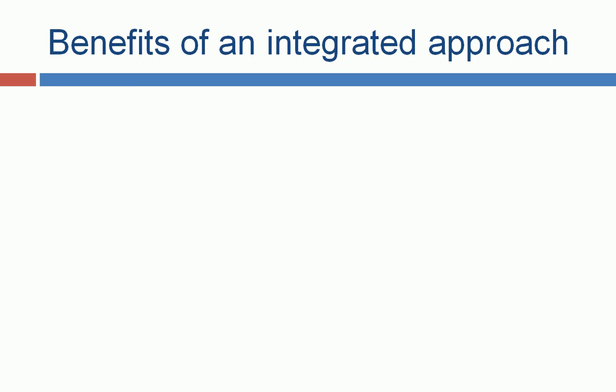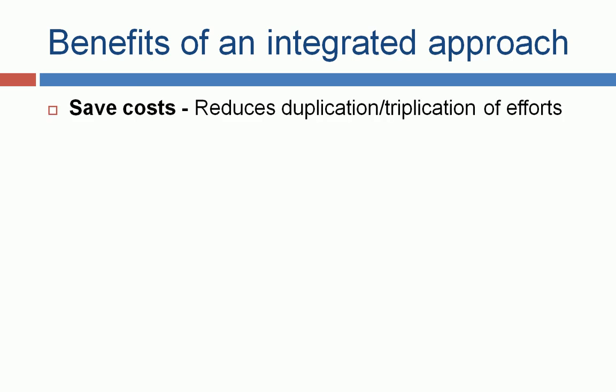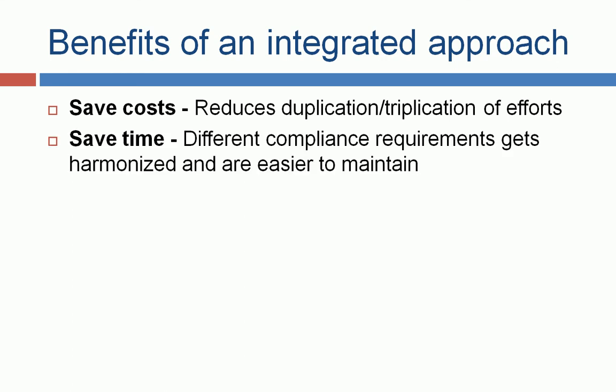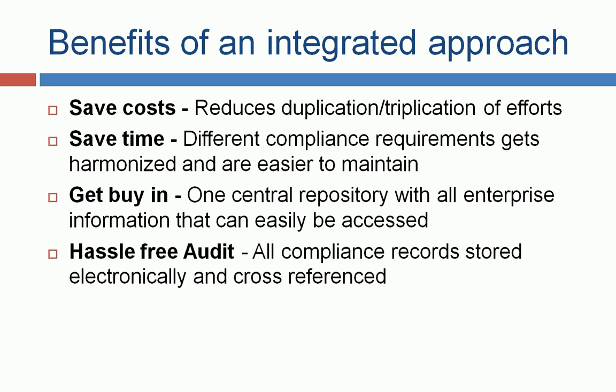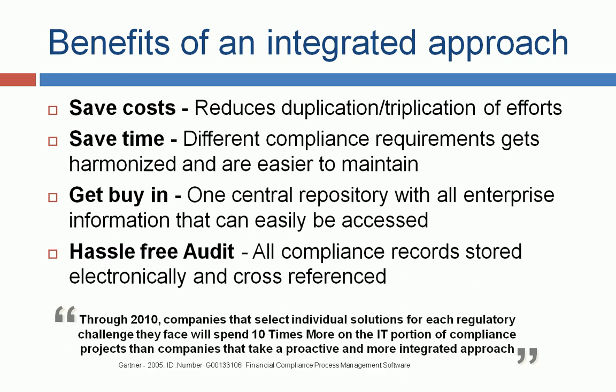What are the benefits of having an integrated compliance approach? First of all, you can definitely save costs, because it reduces the duplication and triplication of efforts. You can save time because the different compliance requirements get harmonized and it's easier to maintain. You can easily get buy-in from different stakeholders. You have hassle-free audits, with all compliance records stored electronically and cross-referenced. And according to the Gartner quote, you will spend 10 times less if you have an integrated approach instead of having a standalone solution for each of your compliance regimes.